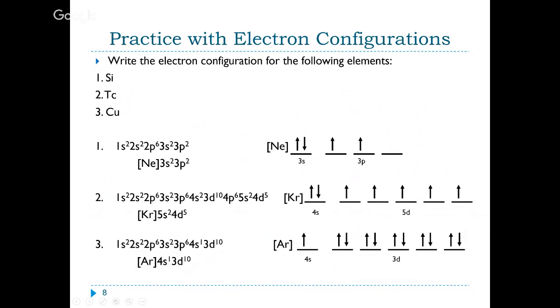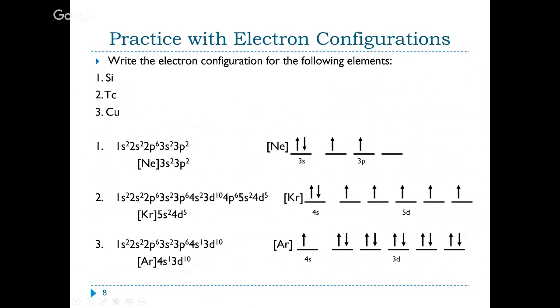I haven't gotten to my atom yet that I'm interested in. Now you'll notice here this is an anomaly, because normally we would write 4s2 3d9. Well, copper actually has an electron configuration of 4s1 3d10. And you can look over here at the orbital filling diagram to see why.